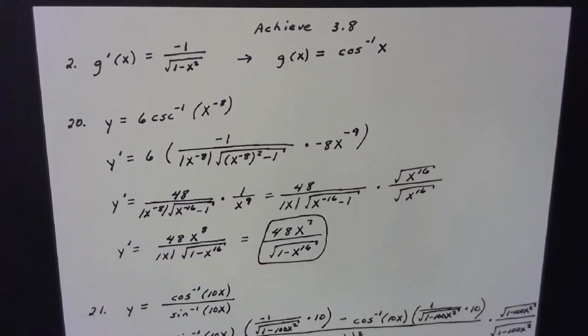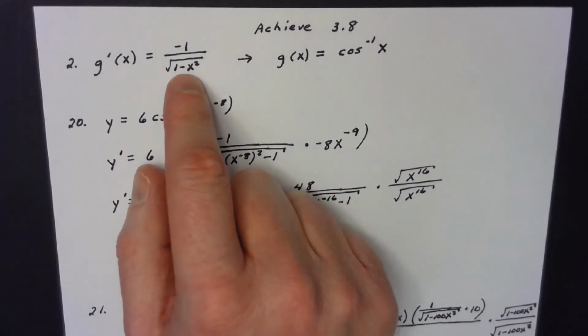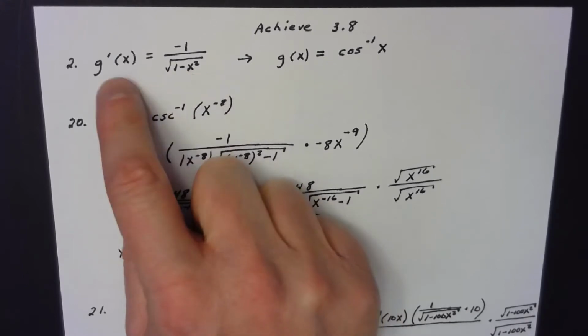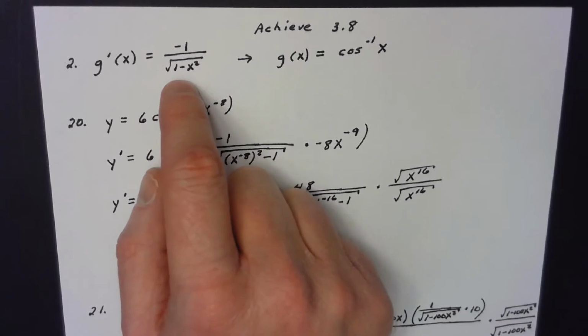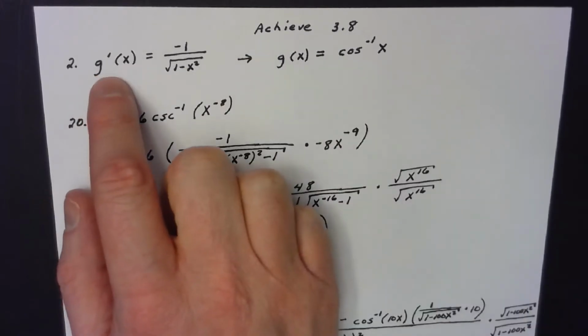In this video, I'll talk about how we answer questions 2, 20, and 21 on Achieve Section 3.8. Number 2 actually starts off with a good precursor of everything that you're going to be doing in the next class in integration. It gives you a specific derivative and it asks you which of the 6 inverse trig functions would be the original function such that this is g prime of x.